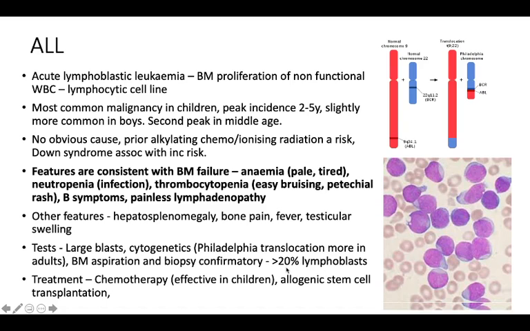Okay, in terms of treatment, chemotherapy is very effective in children. Around 85% of children go into remission with chemo. If this doesn't work, especially in adults who get ALL, then you can do an allogeneic stem cell transplant.